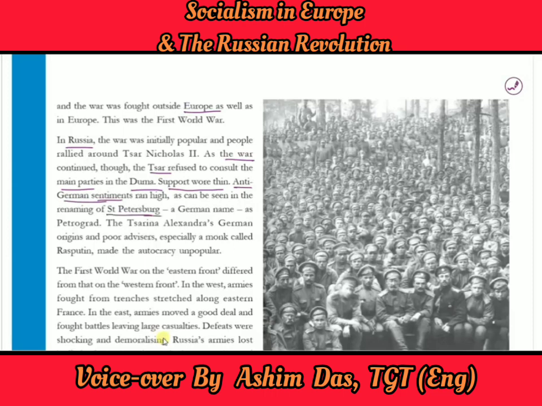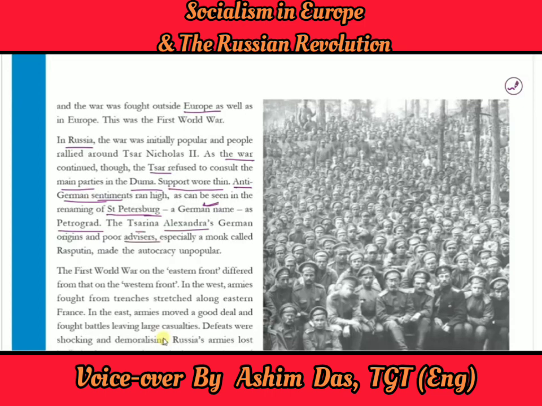Anti-German sentiments ran high at the time, and this can be seen in the renaming of St. Petersburg. Earlier it had a German name, a German ethnicity was related with St. Petersburg, and now they renamed it Petrograd. So Petrograd was the new name of St. Petersburg.